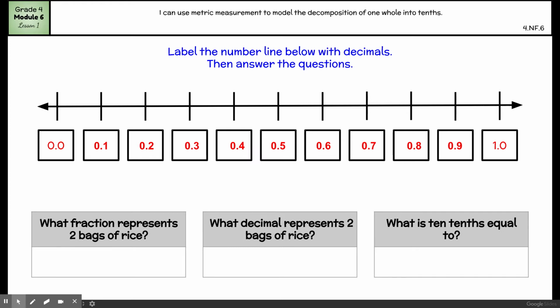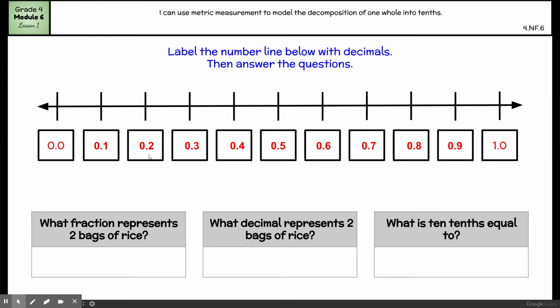Are you ready? Now be careful, friends. I know you're going to want to just put the decimal, but friends, this is asking for what fraction. So be very careful because we want to see if you're paying attention. We always are going to remember our fractions, and decimals are new for us, but this time we're going to go back to the fraction.